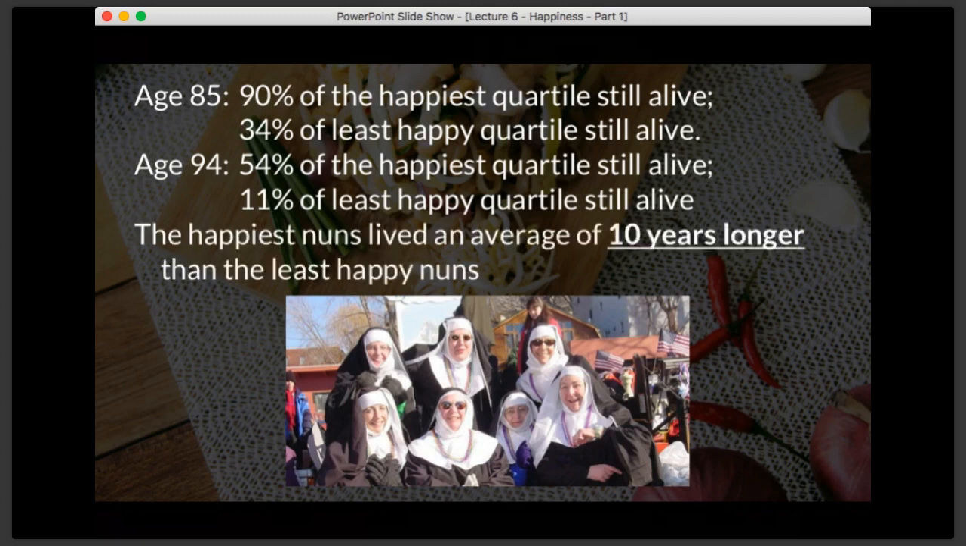The happiest nuns, on average, live 10 years longer than the least happy nuns. That, my friends, is pretty much exactly the effect of a lifetime of chronic smoking versus not. In case you're curious, there's a 10-year difference between chronic daily smokers and non-smokers in longevity.